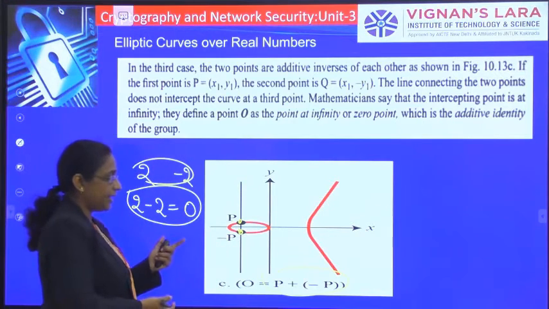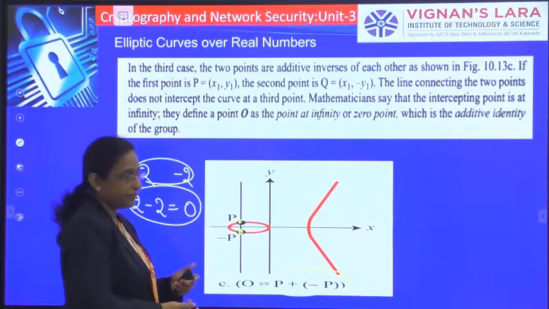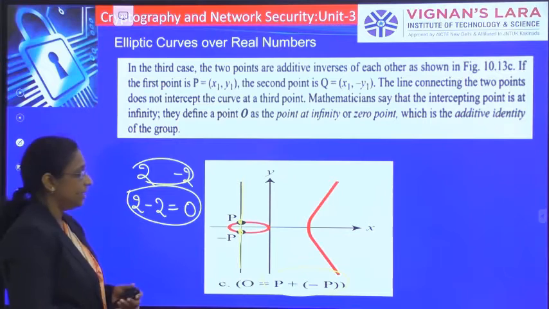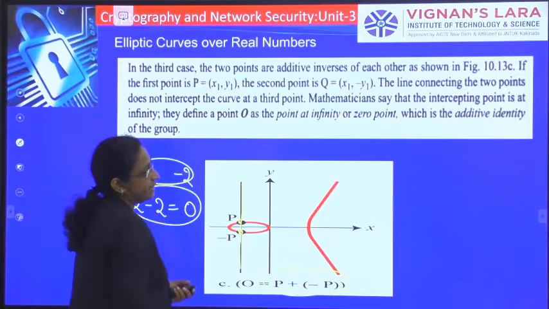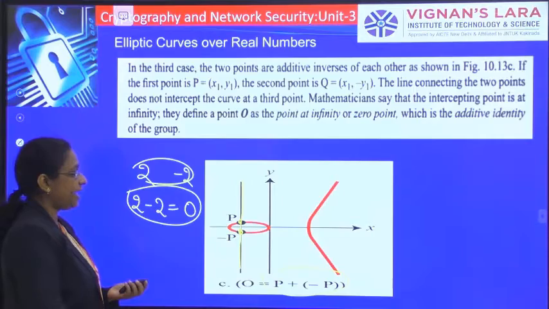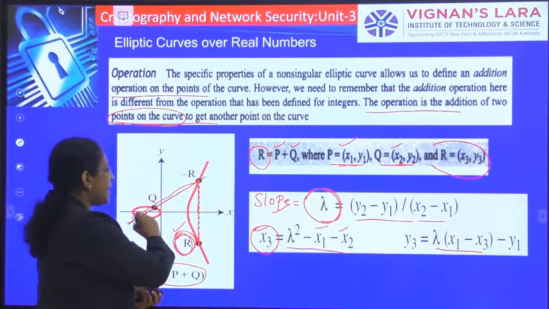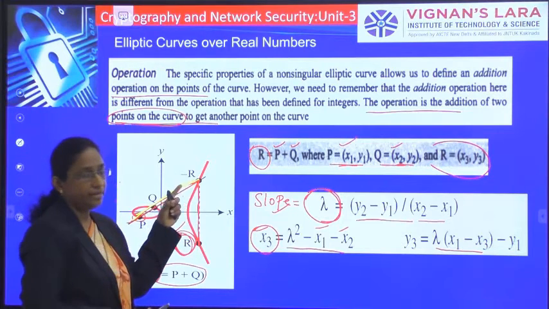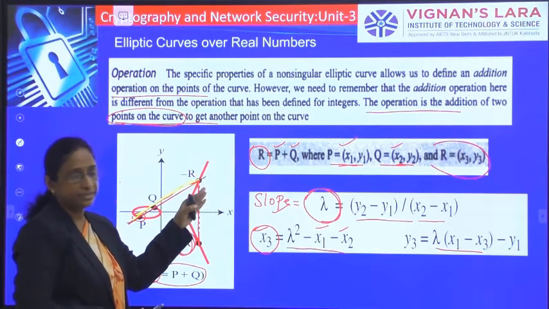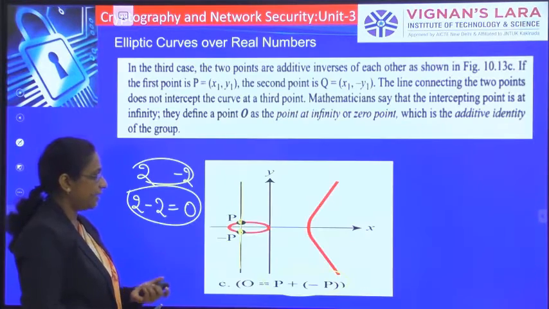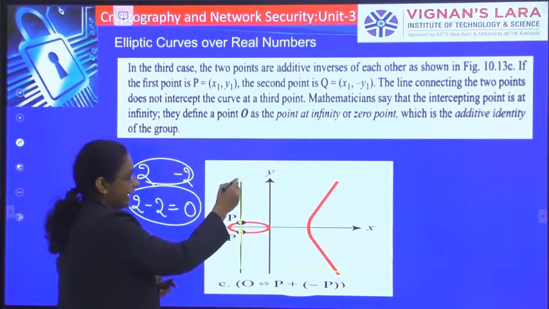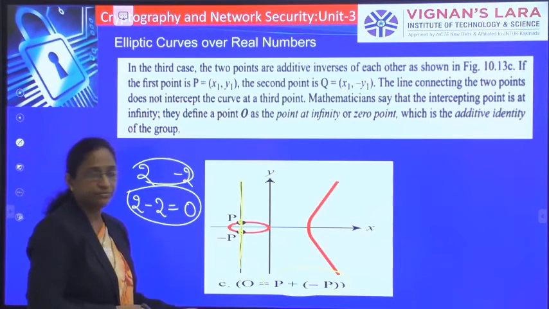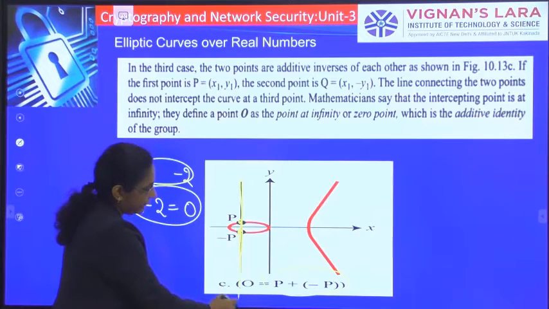Since one point is P and another is minus P, if I draw a straight line here, it does not intersect the other curves. Already we have seen that when we draw a tangent line, or any line, it intersects the curve at another point. But in this case, whatever line we draw, it does not intersect at any point. It just goes off to infinity.